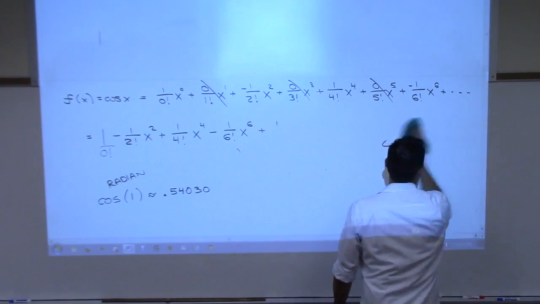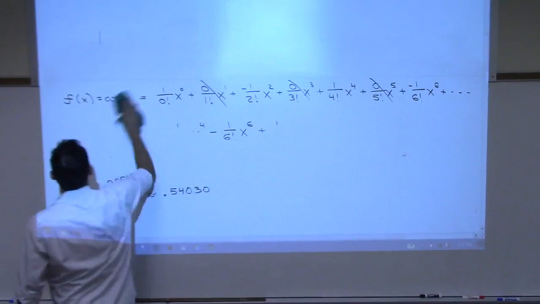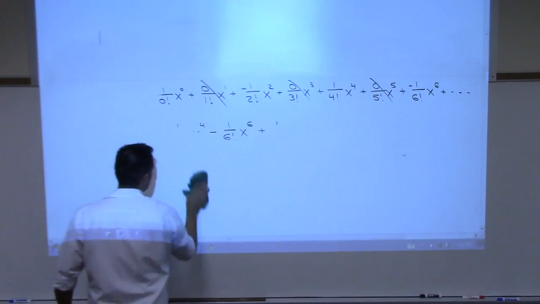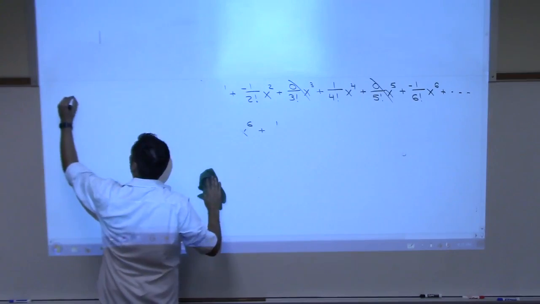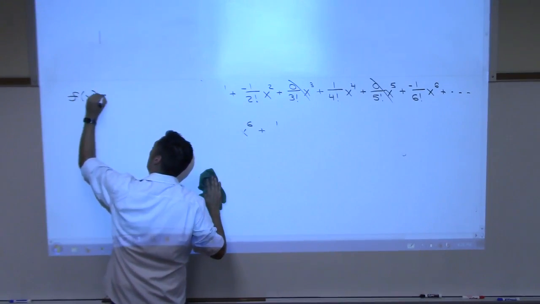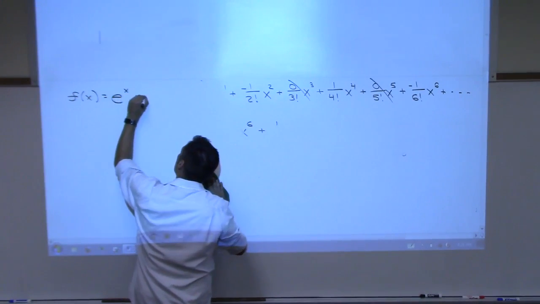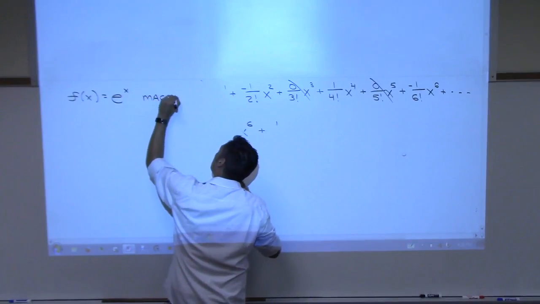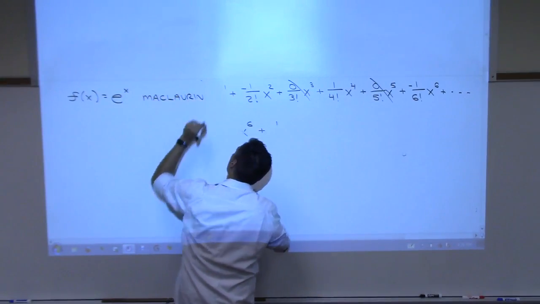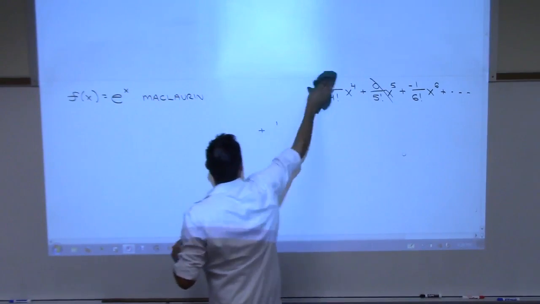Okay, that's fun stuff. Let's do another one. I have 15 minutes. I think I'm going to have just enough time to squeeze this in. What about e to the x? What is the Maclaurin series for e to the x? Isn't this kind of exciting?